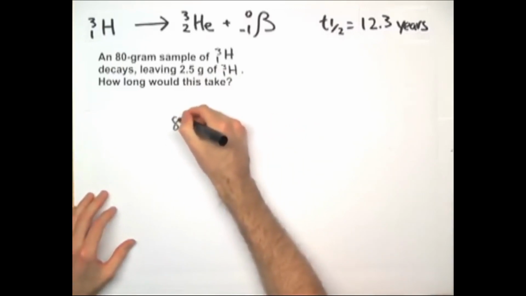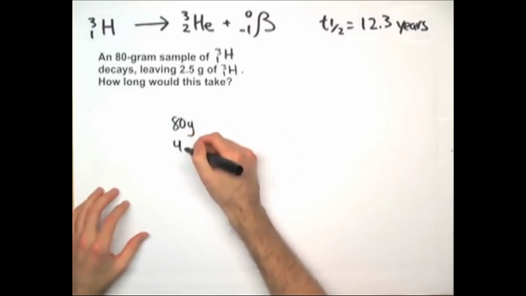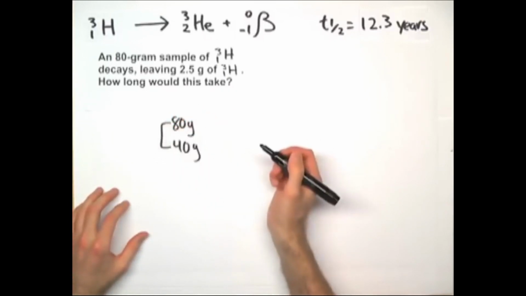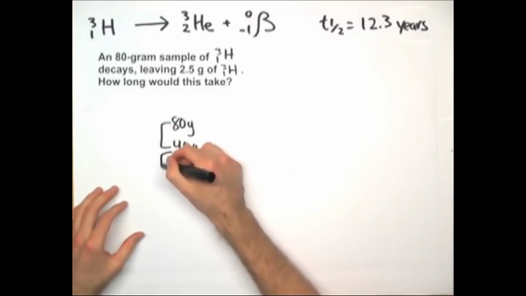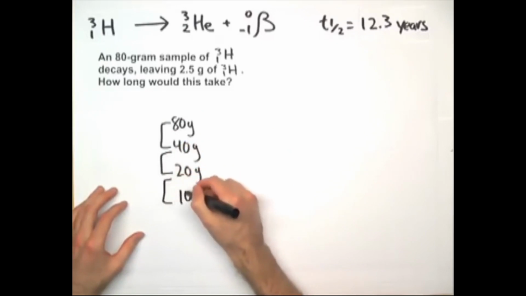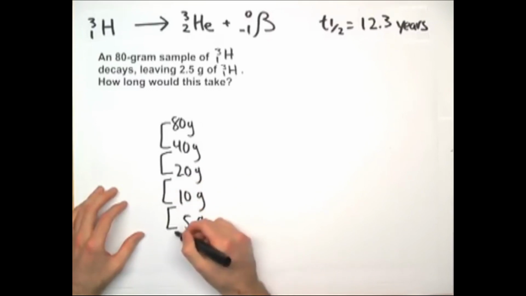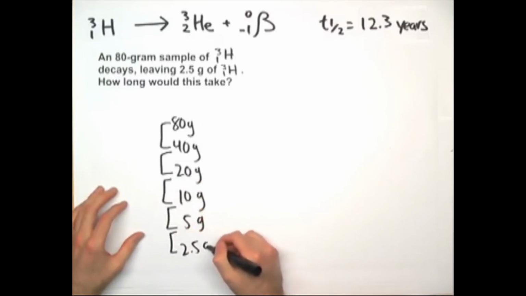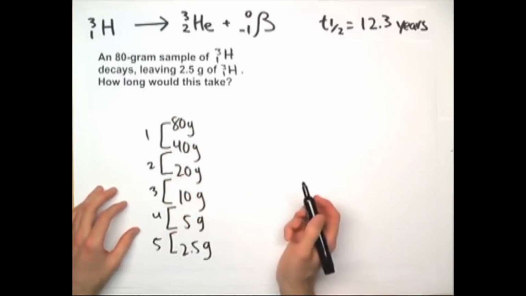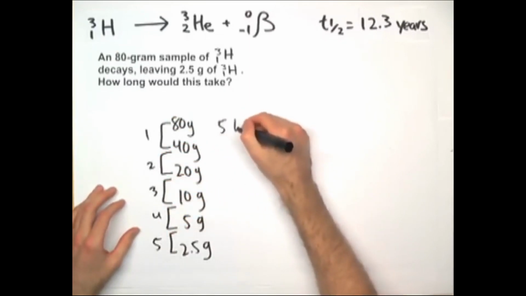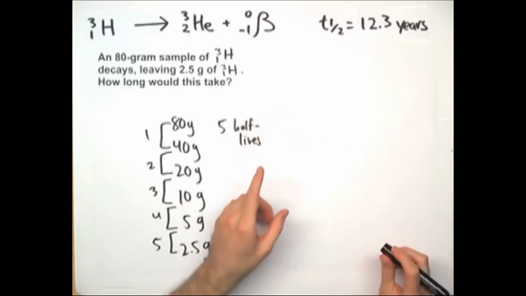So we're starting with 80 grams of tritium. One half-life is going to give us how much? 40 grams. Okay, one half-life. Now we're going to do another half-life. Now it's down to 20 grams, 2 half-lives. Down one more, 10 grams. Another one, 5 grams. And finally, down to 2.5 grams. So that is 1, 2, 3, 4, 5 half-lives. Okay, so 5 half-lives. And how much does each half-life take?